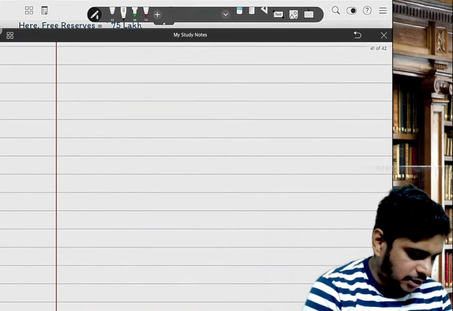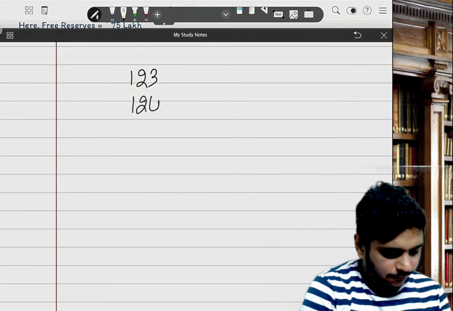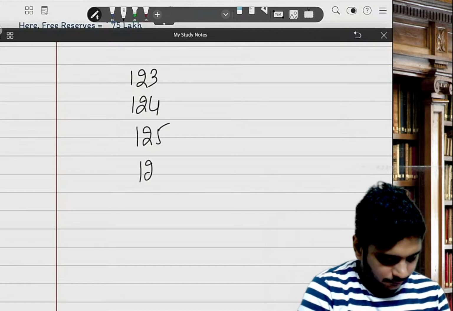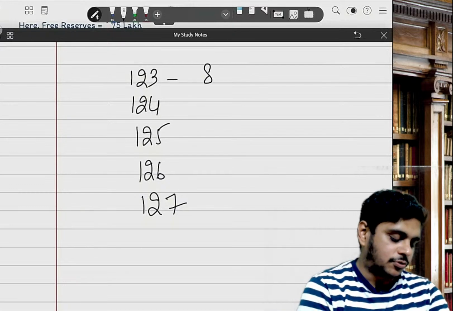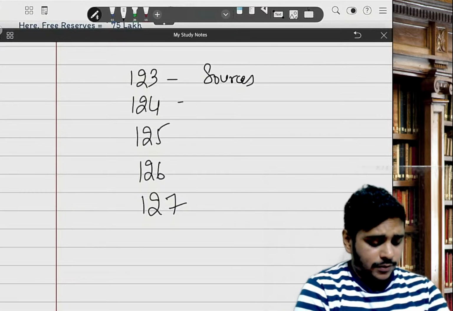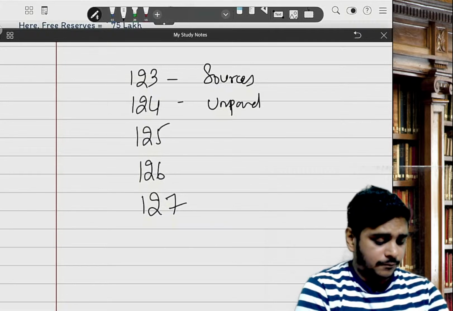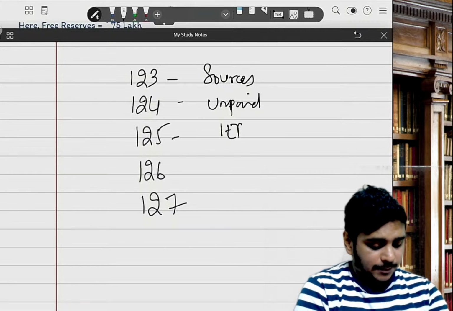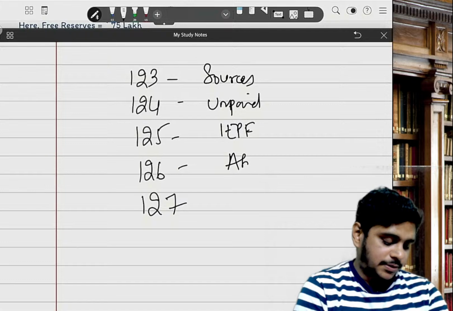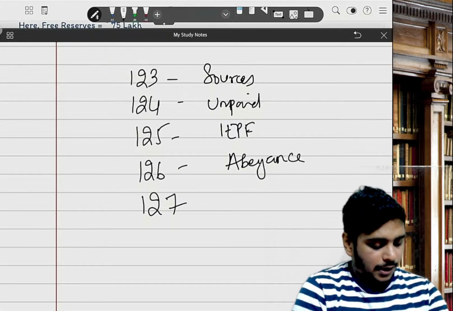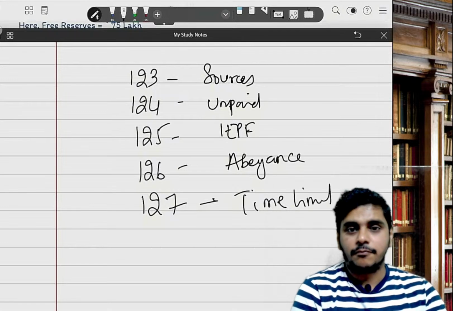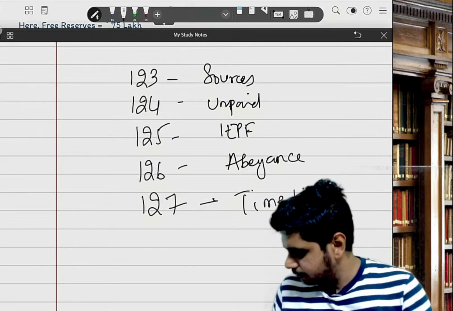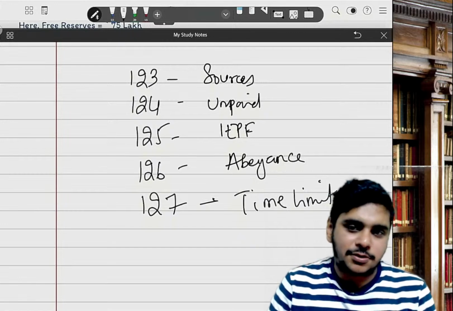Let me just scribble sections for you so that you remember quickly. So there were 5 sections. 123 is basically sources. 124 is basically your unpaid dividend. 125 is basically IPF. 126 is basically abeyance. And 127 is basically time limit for dividend. Over. 2 chapters over in 1.5 days.